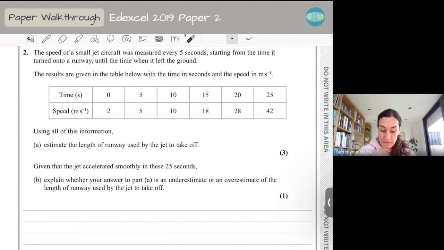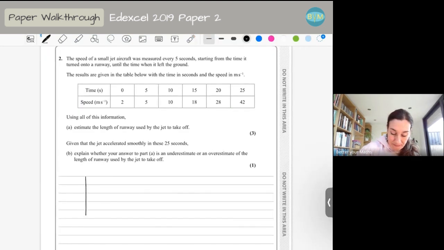And they say, using this information, estimate the length of the runway you expect the jet to take off. I know I'm going to mix it with mechanics because I think it's going to make sense for you. If we try to represent this as a graph, the speed on the vertical axis and the time on the horizontal axis, we have intervals of 5 seconds, so 5, 10, 15, 20, 25, yeah, and that's it.